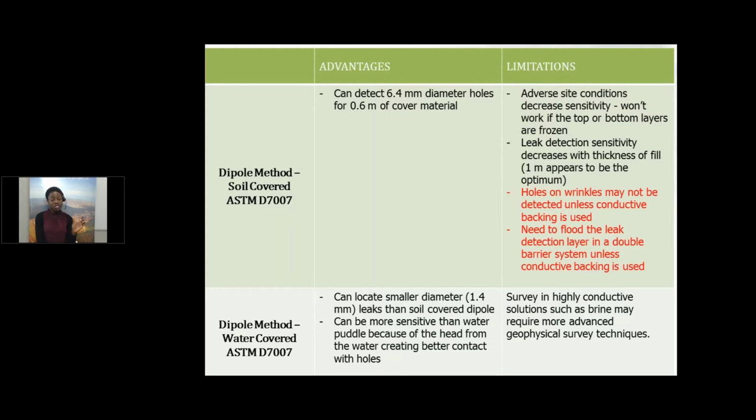Now, the dipole method on the water, when water is the cover material, has a few advantages as well. It can locate smaller diameter holes than when soil is the cover material, and it's more sensitive than the water puddle or the water lens test because the head of the water is higher. So this pushes down the geomembrane and creates a better contact between the geomembrane and the subgrade material.